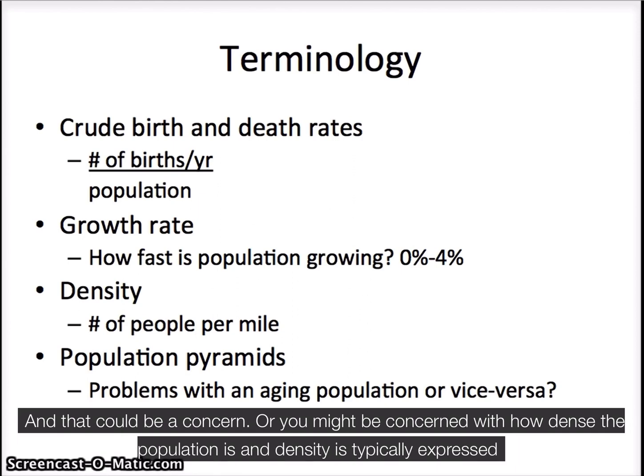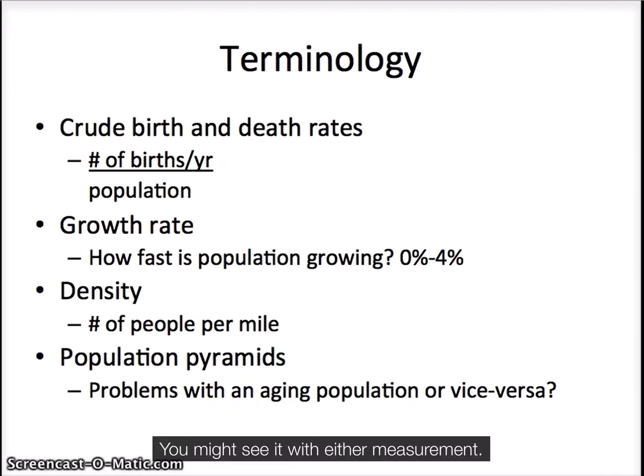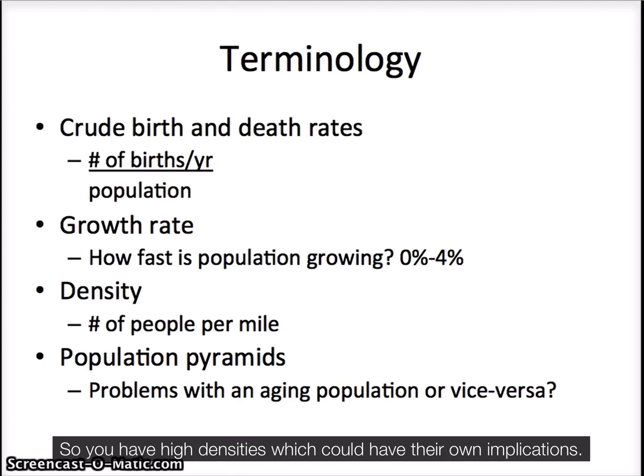Or you might be concerned with how dense the population is. And density is typically expressed in the number of people per square mile or number of people per square kilometer. You might see it with either measurement. Again, this might be useful if you have an area that has a lot of people, but it's a very small landmass, or very small territory. So you have high densities, which could have their own implications.